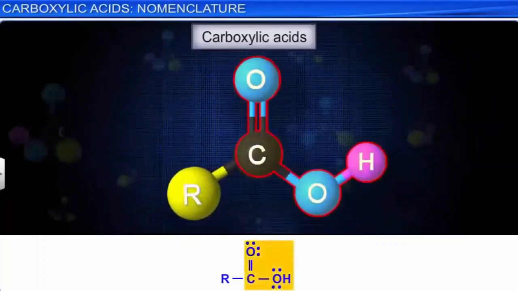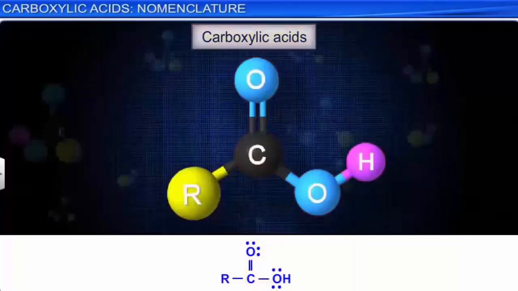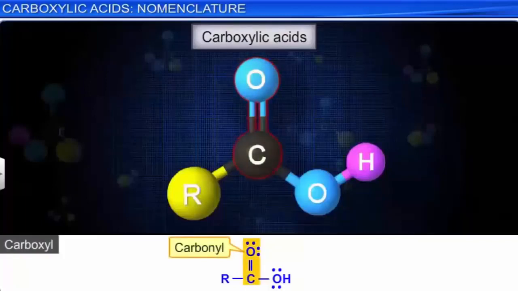Organic compounds that contain the carboxylic functional group, COOH, are called carboxylic acids. The name carboxyl is derived from the carbonyl group, C double bond O, and the hydroxyl group, OH, of which it is composed.